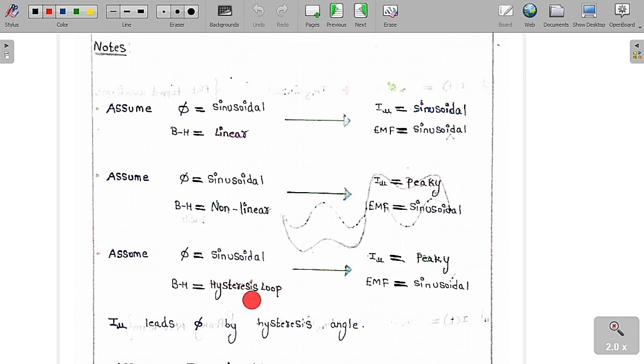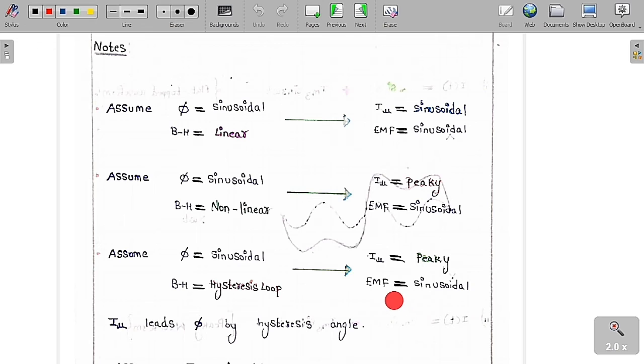Then what is going to be? We are going to see. See, the BH loop, BH has a hysteresis loop. Then what is the nature? Again, I mu is going to have a peaky current. Again, we need a peaky value. Then only if the current is peak value, then only are we going to get the flux in a sinusoidal fashion.